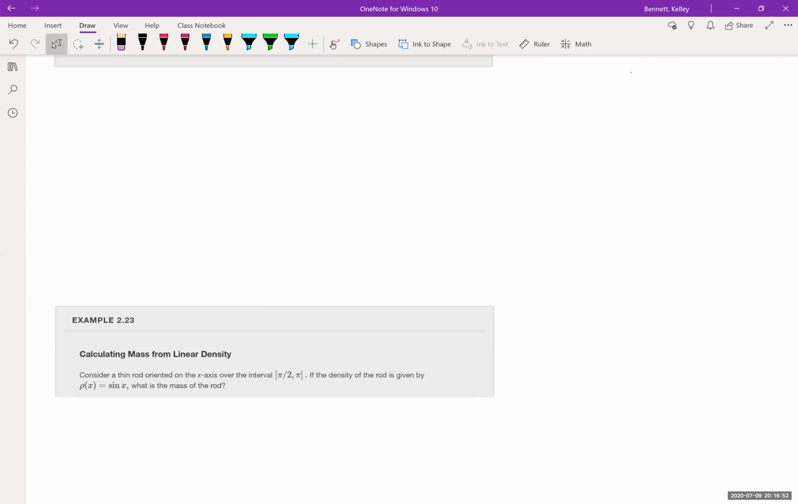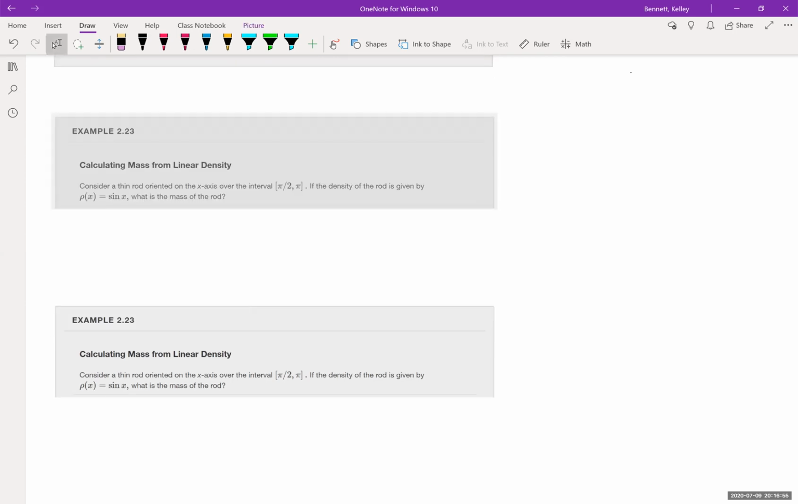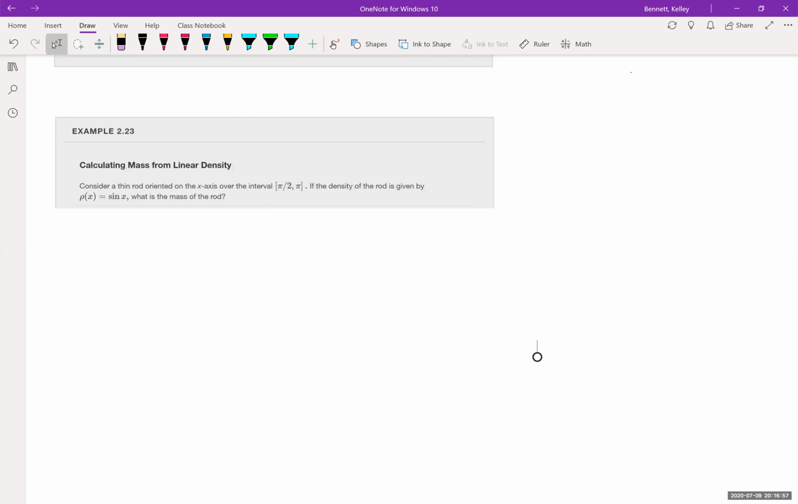So here we're given the linear density, rho of x equals sine x, and then we're given our interval from a to b, and it's really just as simple as saying that the mass is the integral from pi halves to pi of our density function integrated with respect to x. And so sine of x dx, this is a super straightforward integration.